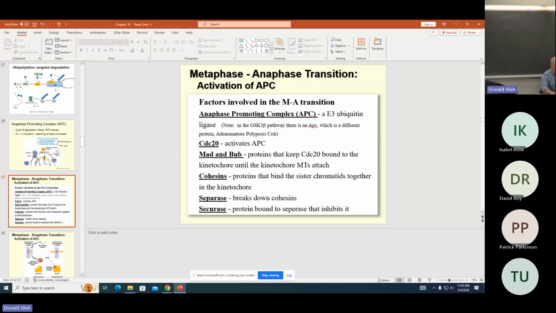Cohesins then, as I said earlier, are proteins that are binding those sister chromatids together. Separase is a protease that's going to break down these cohesins. And securin is a protein that binds to separase and inhibits it. So securin is inhibiting separase, which would break down the cohesins and allow the sister chromatids to separate. And this is all being triggered by MAD and BUB proteins that keep CDC20 on the kinetochore. So let's see how this works.